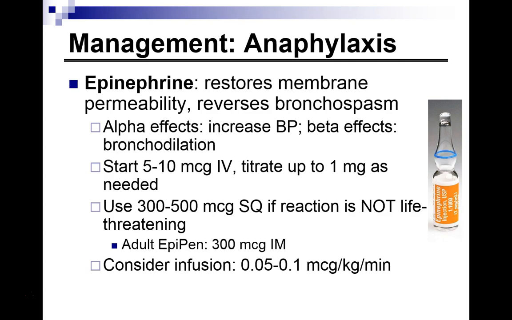An alternative is to give epinephrine sub-Q or intramuscularly, especially if the reaction is not quite so life-threatening. The advantage of this is you get a slightly longer duration of action, and while your onset of action may be a little slower, you won't get the peak in epinephrine levels that leads to the tachycardia and hypertension that we so often see. 300 to 500 micrograms is a reasonable dose when administered by this route, and keep in mind that an adult EpiPen has about 300 micrograms of IM epinephrine in it.